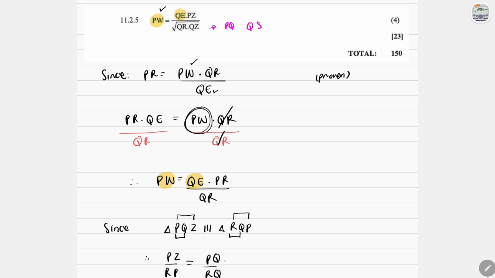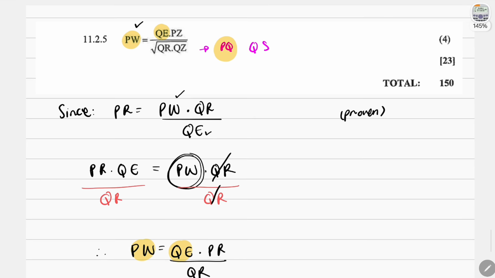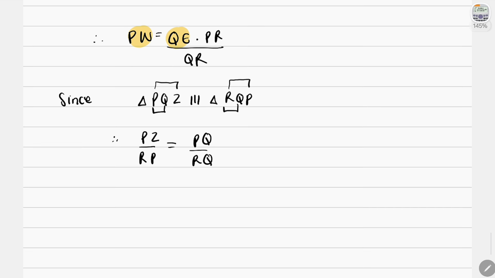But you can see that in what we have here, what we have is PQ. We don't have the QS. So we're going to go with PQ here. I'm saying what they did was they got the PW, the QE, and then they said PZ over something. And that something now is the PQ. So let's see, how do we get PZ and PQ isolated?